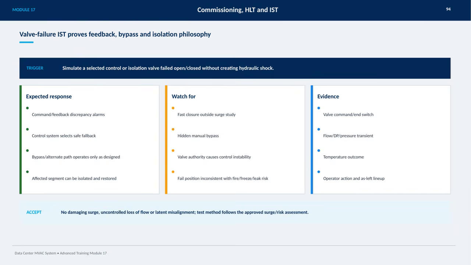Evidence to monitor includes valve commands, end switches, flow, differential pressure, transient pressure changes, temperature outcomes, and operator actions, or how the lineup is left after the test.